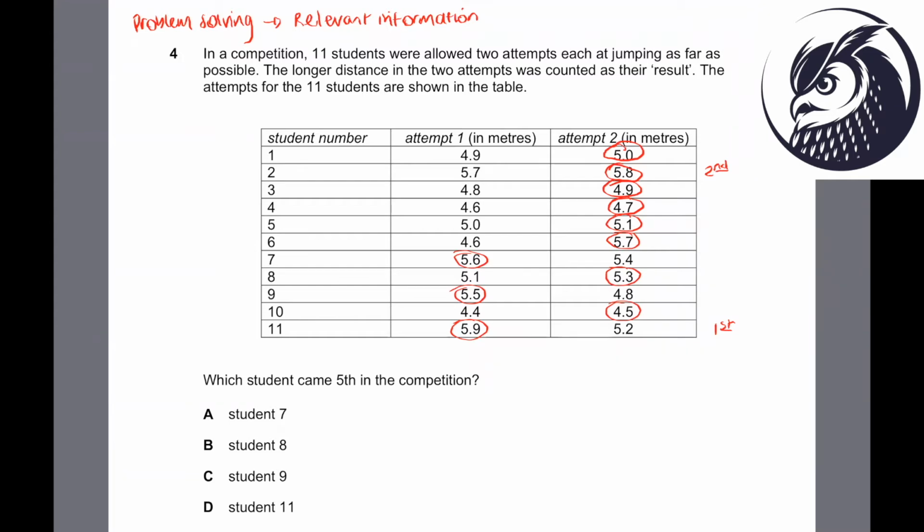Then student 6 recorded 5.7 meters, so they're third. Student 7 recorded 5.6, so they're fourth. And student 9 recorded 5.5, and that's going to put them as 5th. So we know that student 9 is the person who recorded the 5th longest jump, and so therefore they're 5th in the competition. So therefore the answer should be C.